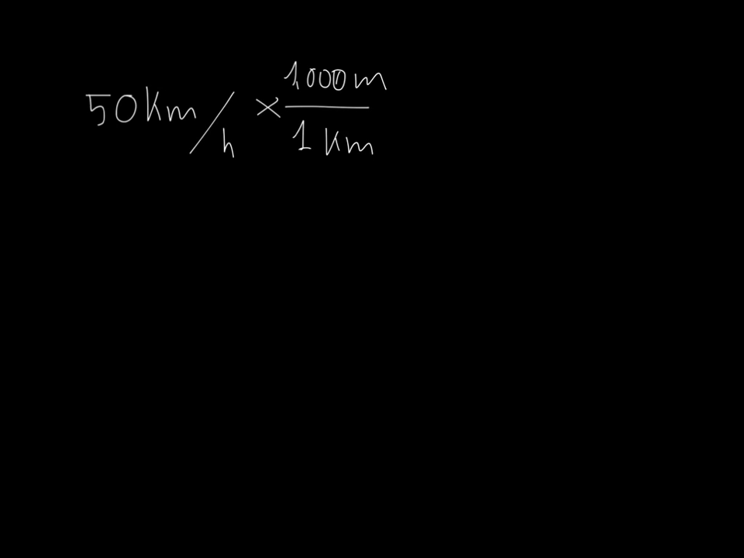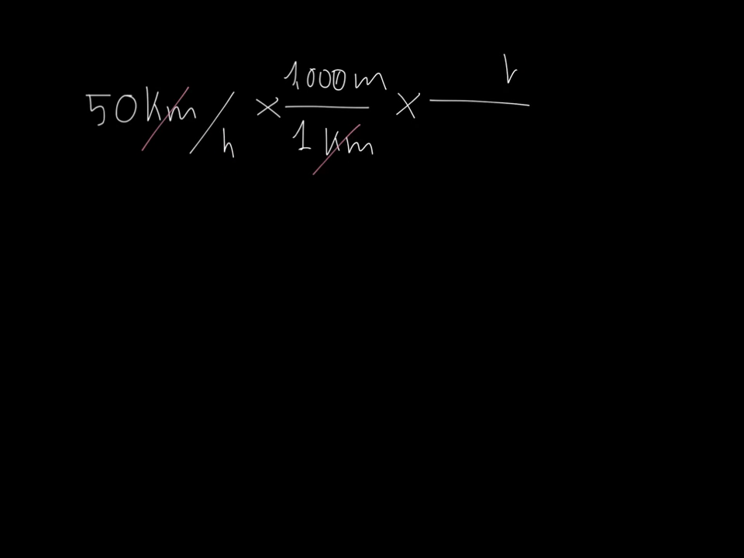Okay, now that got rid of my kilometers, but now I need to get rid of my hours. Well, no problem. For this, I need another conversion factor. Now my hours are dividing, so if I want to get rid of them, they need to be multiplying. So then I make my other conversion factor. Now my hours should be on top because I want them multiplying.